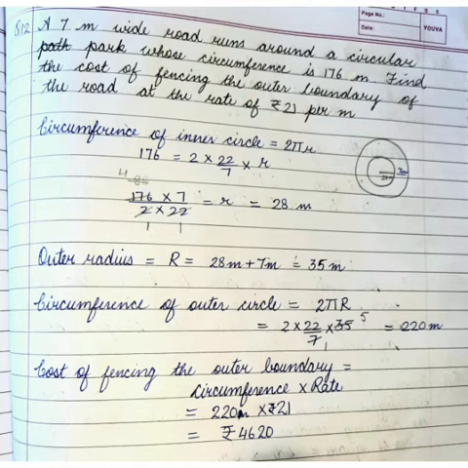Now to find the outer circumference, because we have to find the cost of fencing. So cost of fencing, that means we have to find the circumference. So for the circumference we are using 2 pi r. That will be 2 into 22 by 7 into 35, that will be 220 meter. Now cost of fencing the outer border will be equal to circumference multiplied by the rate, that will be 220 into 21, that is equal to rupees 4620.